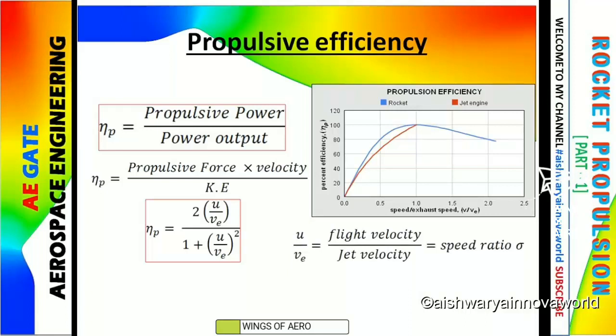Now I will tell you another ratio, that is speed ratio. That is nothing but flight velocity by jet velocity, that is U by VE. So in place of U by VE we are going to substitute sigma, that is speed ratio. So we get eta P equals twice of sigma by 1 plus sigma squared.